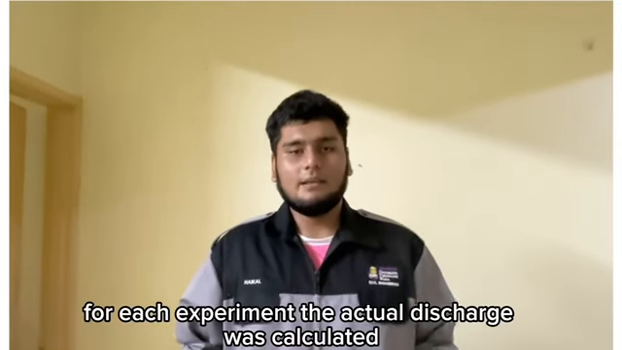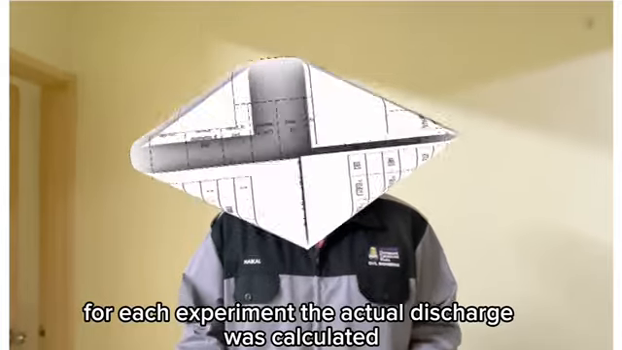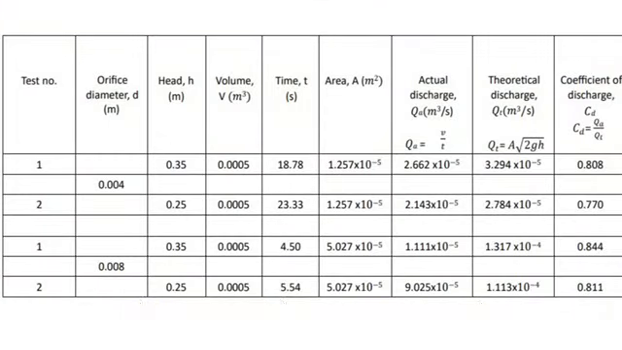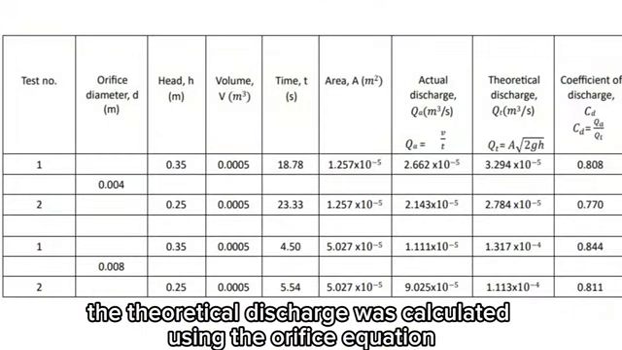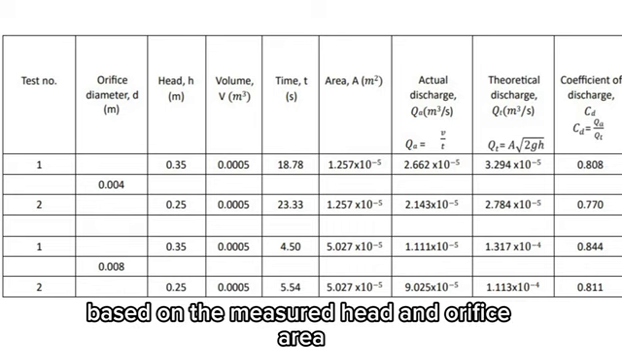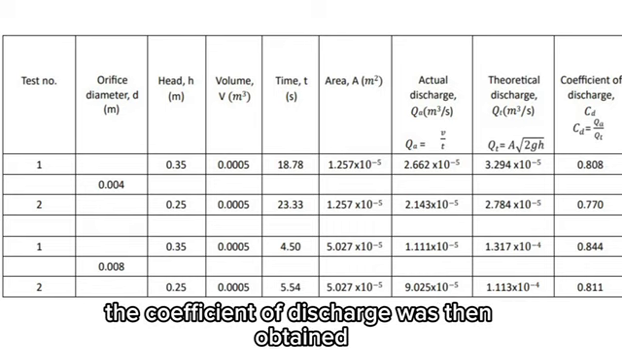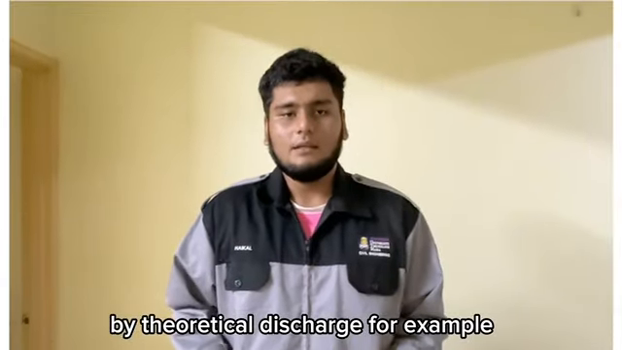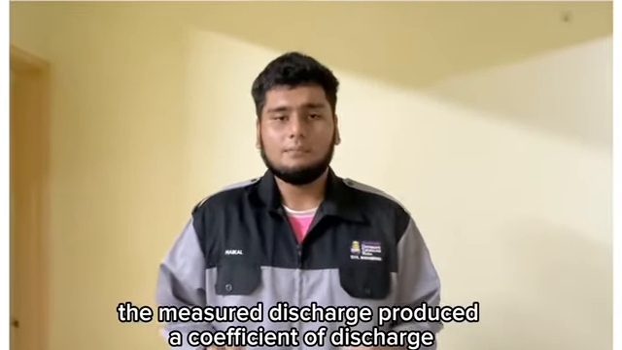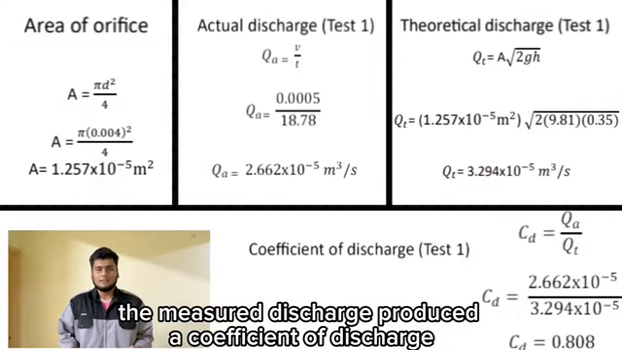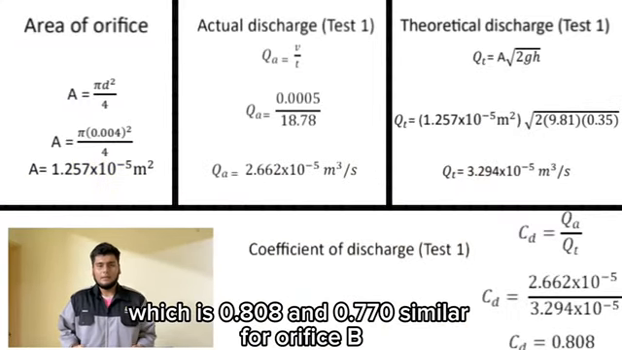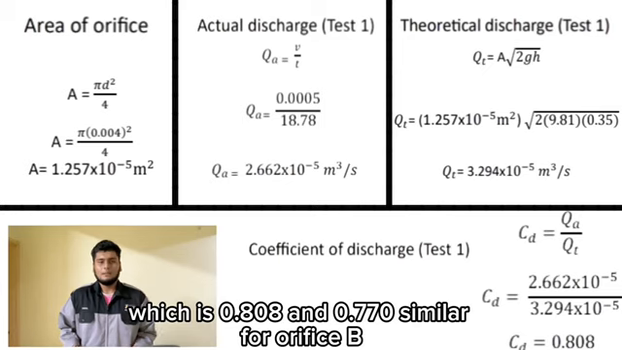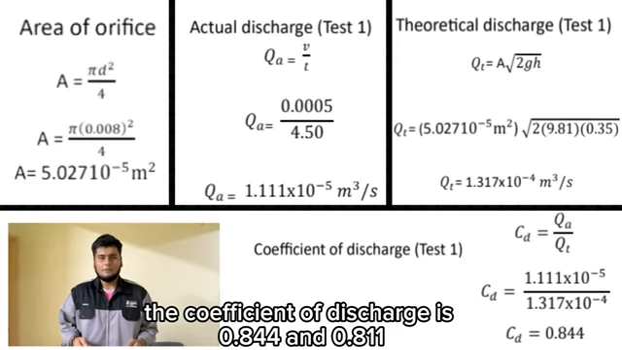For each experimental run, the actual discharge was calculated using the measured volume and collection time. The theoretical discharge was calculated using the orifice equation based on the measured head and orifice area. The coefficient of discharge was then obtained by dividing actual discharge by theoretical discharge. For example, for orifice A, the coefficient of discharge is 0.808 and 0.770. Similarly for orifice B, the coefficient of discharge is 0.844 and 0.811.